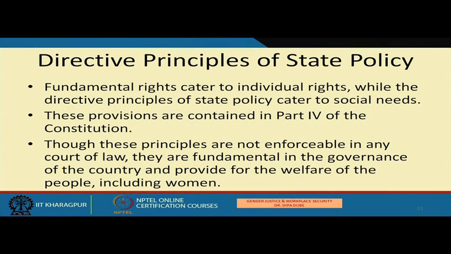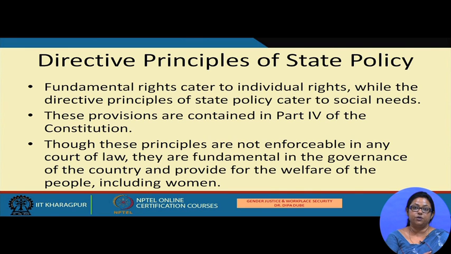In this lecture, we will continue with the constitutional perspectives with regard to gender justice. On the one hand, we have seen that the preamble enumerates certain ideals and values with regard to the constitution, and which the state has to uphold. In the other part, we have seen that there are certain fundamental rights guaranteed under Part 3 of the Indian Constitution.